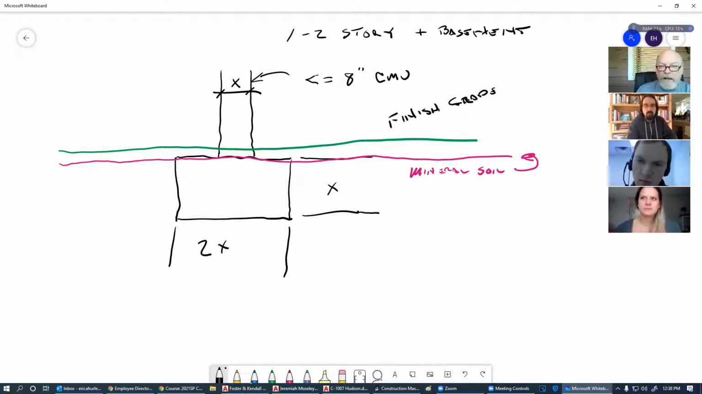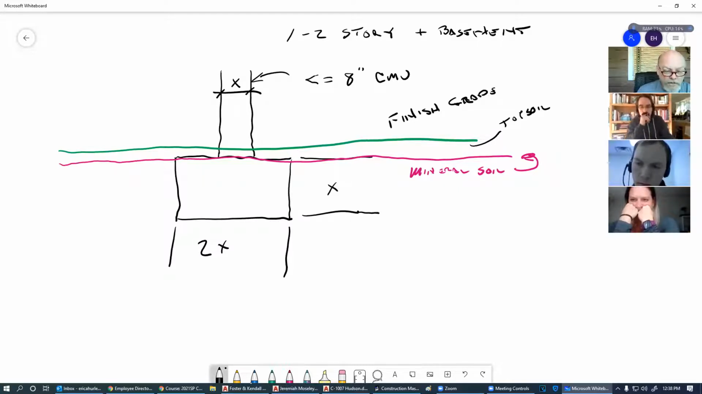Finished grade has some topsoil on here. And topsoil is what we can grow stuff in. We can't really grow a whole lot in this mineral soil. Mineral soil has rocks and clay and all of that good stuff. But topsoil has organic material in it. And we can count this topsoil as far as getting to our finished grade.